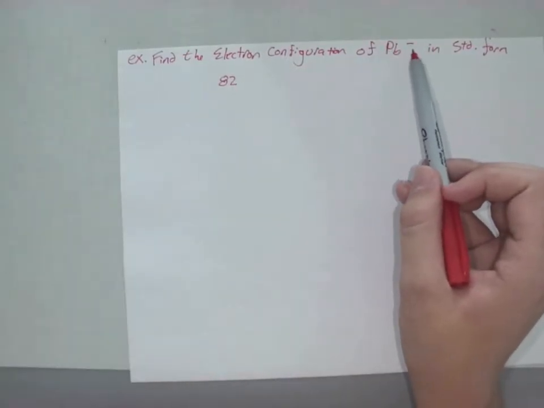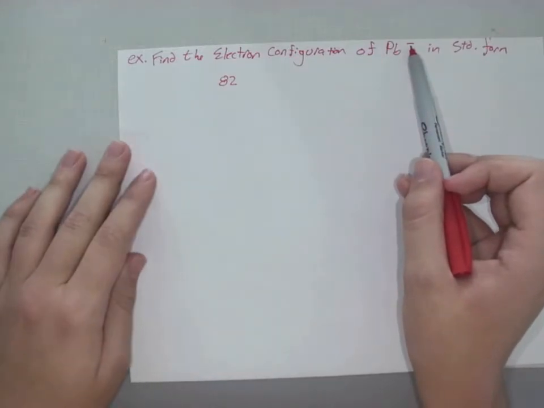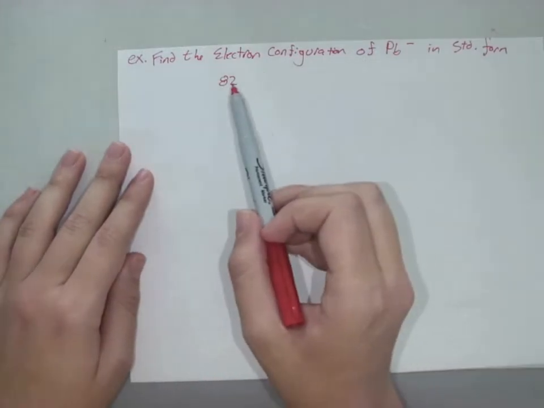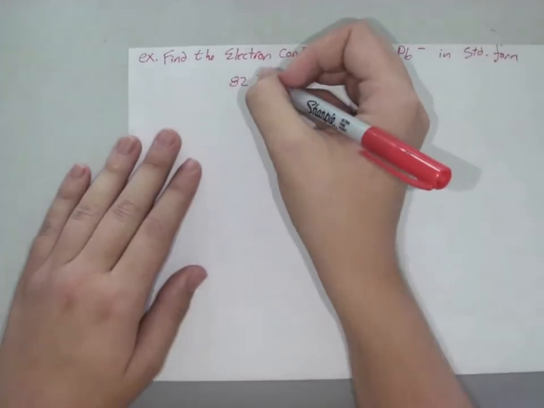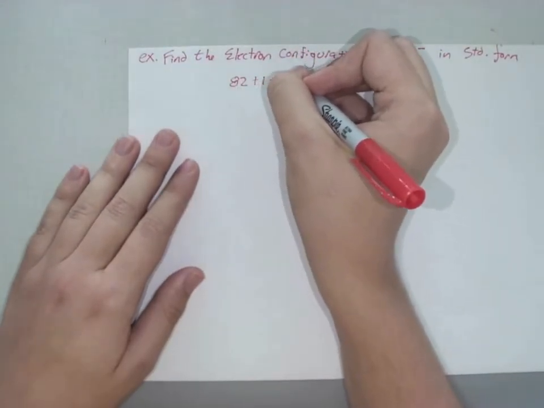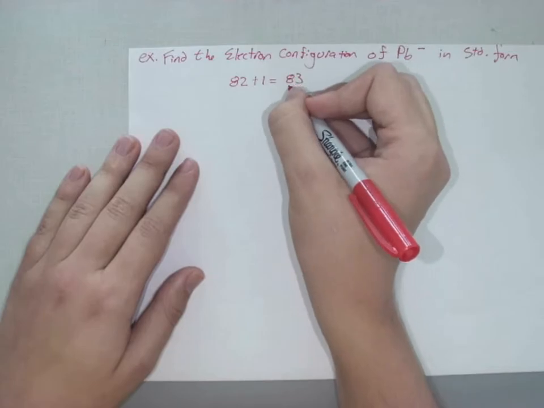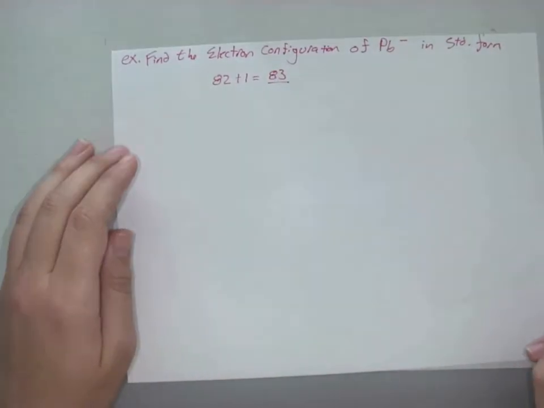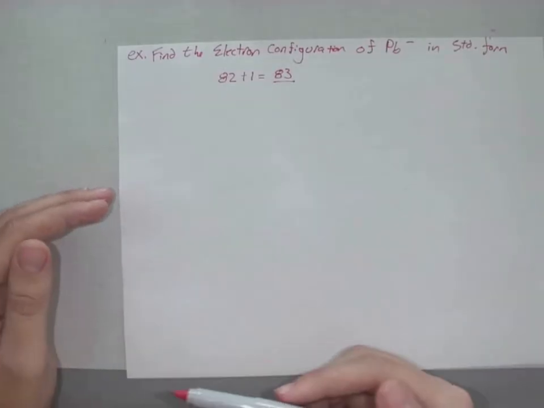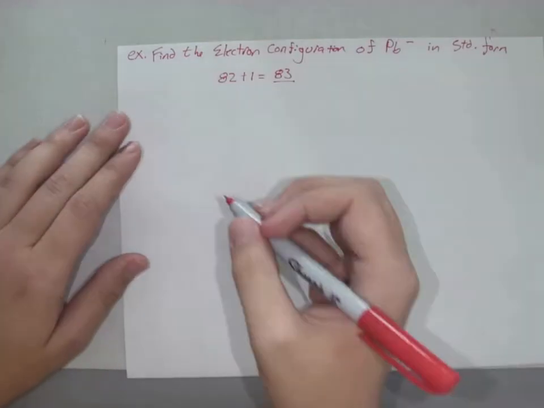This is an ion. It has that minus charge. That minus charge means we have one more electron than the atomic number. So we'll add 1 to our 82, we'll get 83. So that is our target number, 83 electrons. Now that we have that, we'll just go through like we did before on the previous problem.